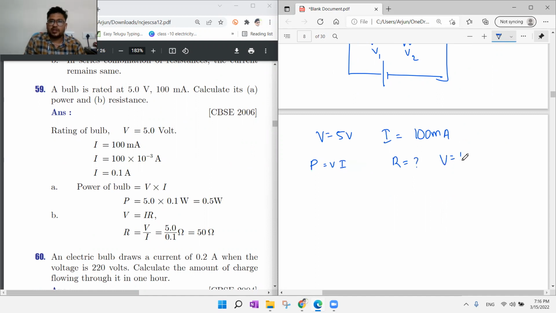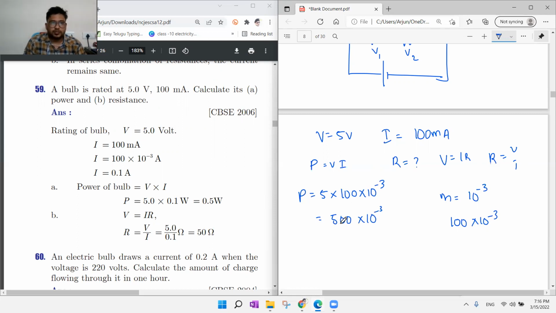So we know Ohm's law, V is equal to IR, and R value we can find as R is equal to V by I. Now P is equal to V value, 5, multiplied with I. So I value directly we cannot take as 100 because it is 100 milliamp. Milli, in the sense I told you already, it is 10 to the power of minus 3. So 100 milliamp means 100 into 10 to the power of minus 3. So 5 into 100 into 10 to the power of minus 3, which is nothing but 5 into 100, 500, into 10 to the power of minus 3.